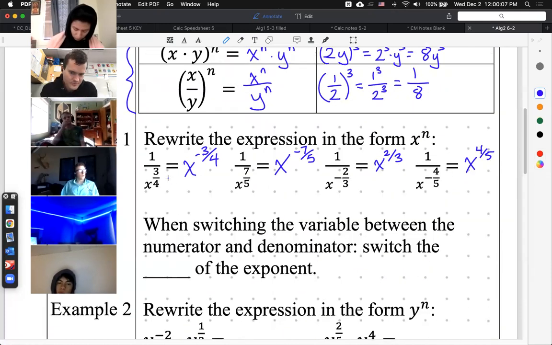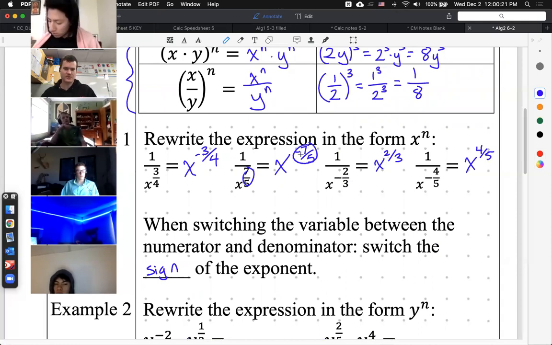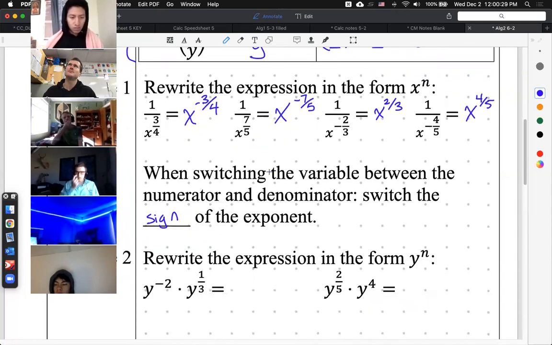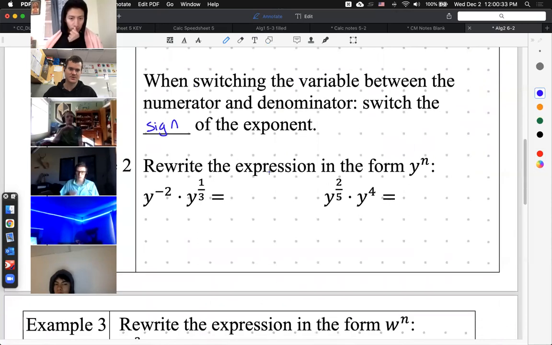When you're switching the variable between the numerator and the denominator, just make sure that you switch the sign of the exponent. So if it was a negative, change it to a positive. If it was a positive, change it to a negative. That was the point of me doing example 1, because I've had a lot of students mix this up or miss this problem, getting those two confused.